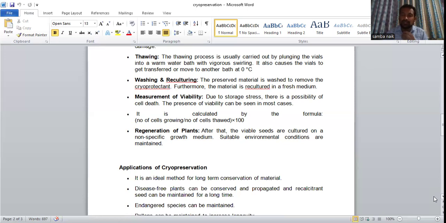Due to storage stress, there is a possibility of cell death. The presence of viability can be seen in most cases. It is calculated by a formula. After viability, it goes to the regeneration of plants and animals. After that, the viable seeds are cultured on a suitable growth medium, and suitable environmental conditions are maintained.